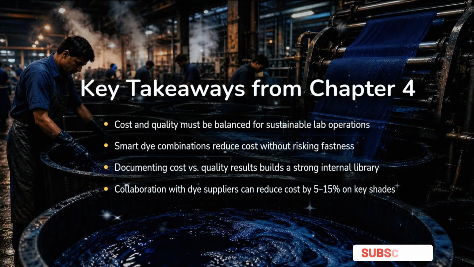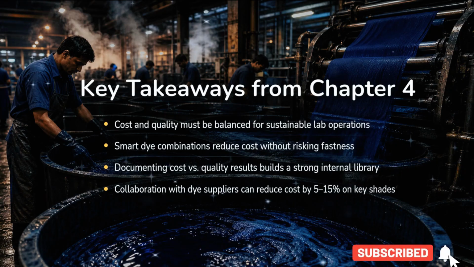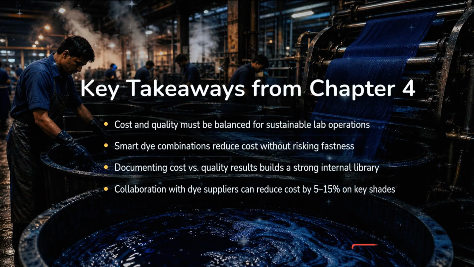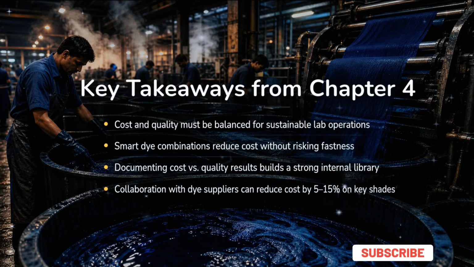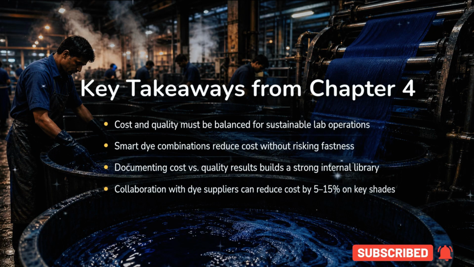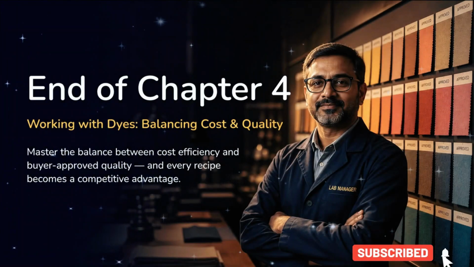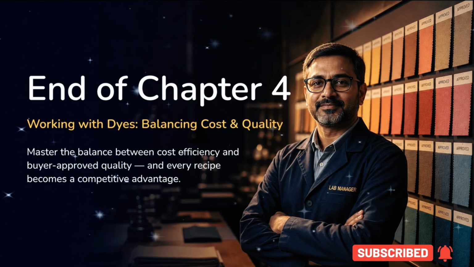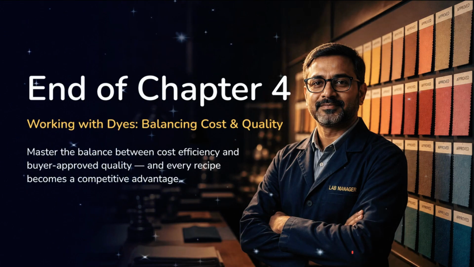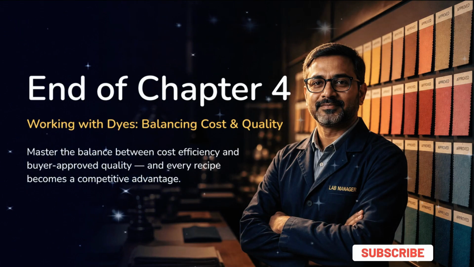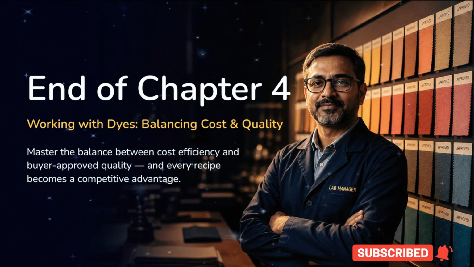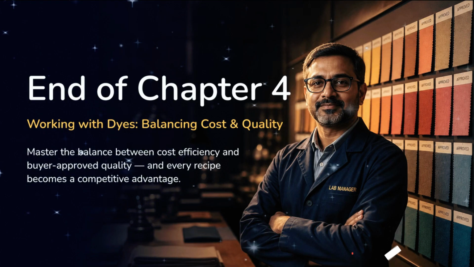Key takeaways from Chapter 4. Cost and quality must be balanced. Smart dye combinations reduce cost without compromising fastness. Documenting results builds internal knowledge, and supplier collaboration can reduce cost by 5 to 15% on key shades. This concludes Chapter 4 on working with dyes, balancing cost and quality. Mastering this balance between cost efficiency and buyer-approved quality ensures every recipe becomes a competitive advantage.